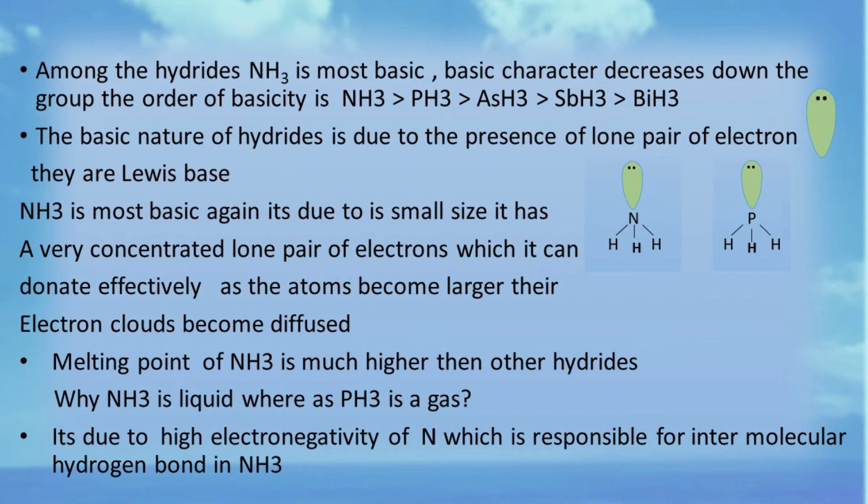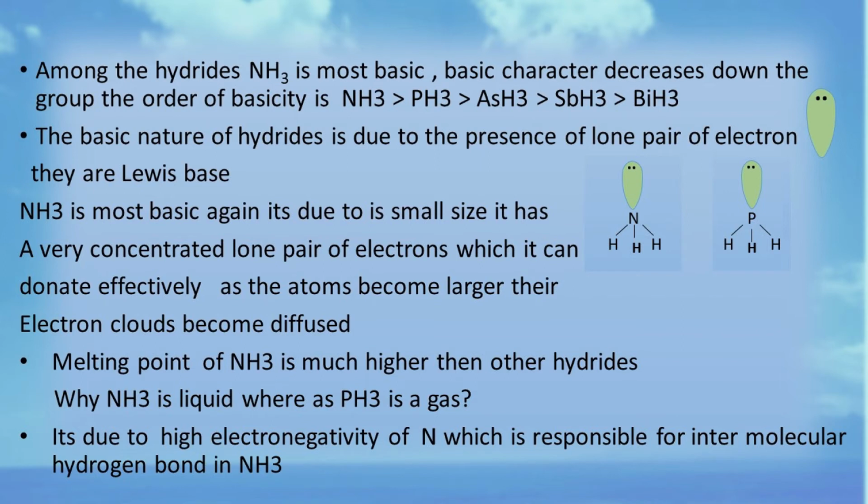Well, talking about the hydrides, one of the most important characters of these hydrides is their basic nature. The basic character decreases down the group. You can see that among these, ammonia is the most basic. The basic nature of these hydrides is due to the presence of a lone pair of electrons. Since they can donate their lone pair of electrons, they are also typical Lewis bases.